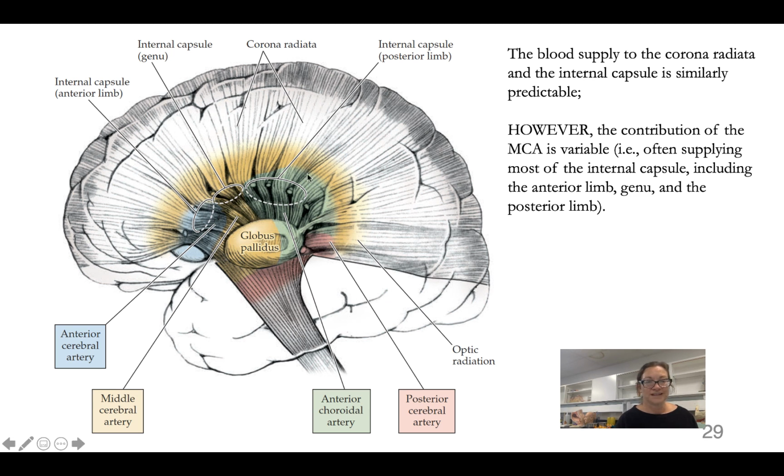If you want to take an approximate map, you can take roughly the same anterior to posterior approach to this, where the most anterior portion of the internal capsule will be supplied by the ACA, and the anterior choroidal and PCA supply the more posterior portions. Again, clinically, you can see that the MCA often, that's why it's shown here, in some people supplies almost all of these crucial white matter pathways.